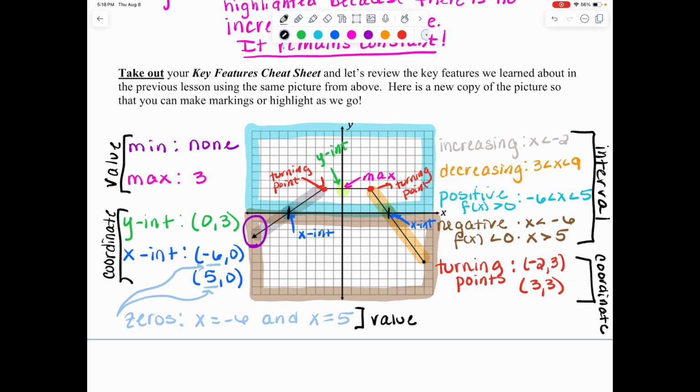And lastly, you should have found the turning points. Those are the places where the graphs turn direction. So that should have been at -2, 3, and 3, 3. And that concludes our lesson on key features of functions, day 2.